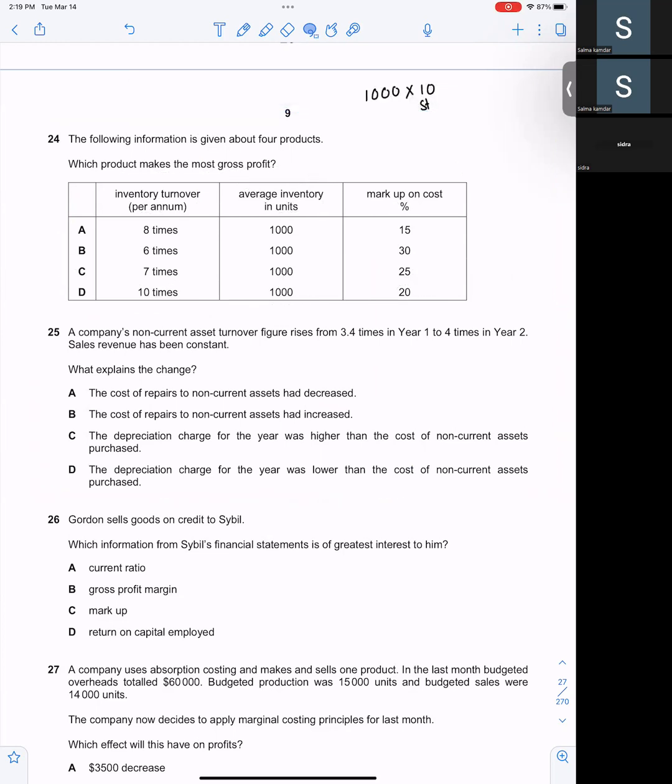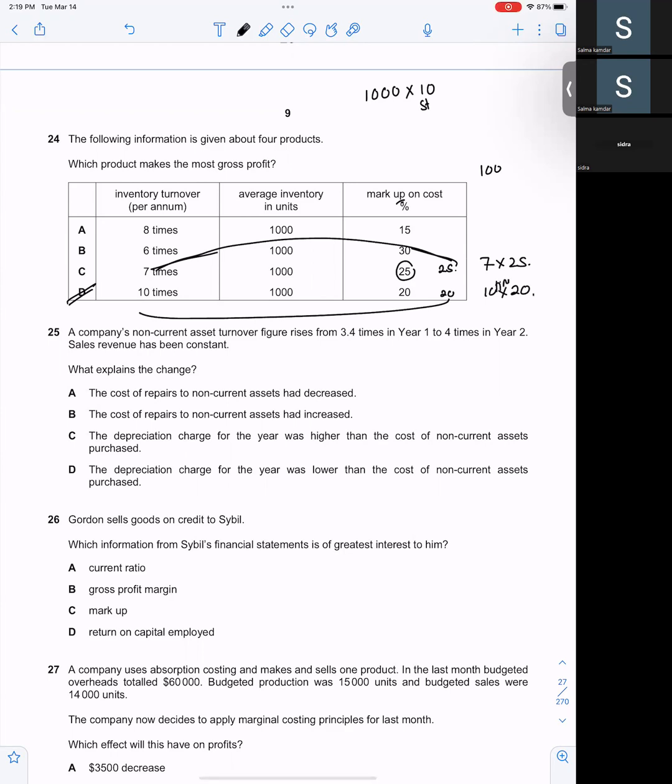If you don't want to calculate that way, markup is 25% on cost. So if cost is 100, markup is 25, and for the other your markup is 20. This is going to make 7 into 25, and this is going to make gross profit 10 into 20. Which product is going to make the highest gross profit? Product D.